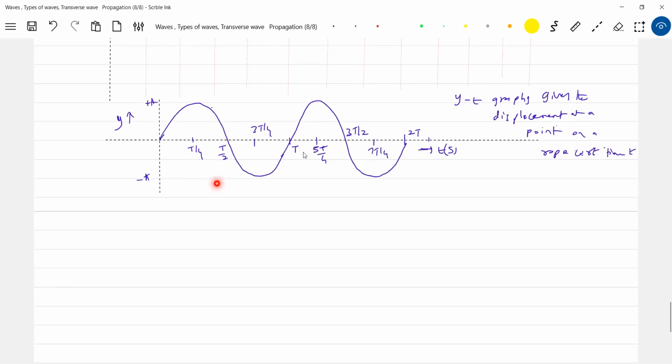For any one point, from the y-t graph, what do we get? The time taken to complete one oscillation, the time period. We'll get the amplitude. Got this? So like this, we can calculate the time taken by a point on a rope to complete one oscillation when a wave is propagating. Don't show V here.